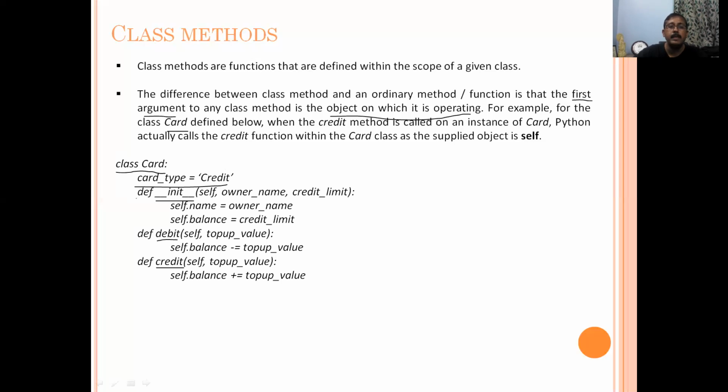So what is the debit? The debit function, basically, there are two attributes other than card type: name and balance. So name means the cardholder name. I'll come to the init function in the next slide. Basically, I think you have all heard about constructors, right? Even in C++, we have the concept of constructors.